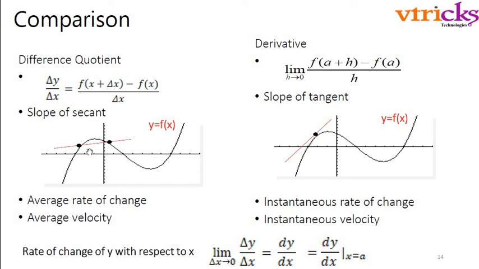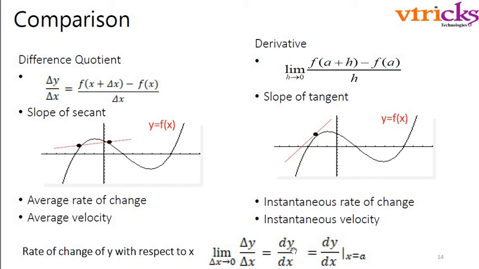So we also saw that the slope of the secant in the limiting case when delta x tends to 0 becomes the slope of the tangent. So this expression delta y by delta x is actually the average rate of change or an average velocity. But the moment we make delta x tend to 0, when we move from a secant to a tangent, the definition of derivative becomes limit h tending to 0, f of a plus h minus f of a by h.